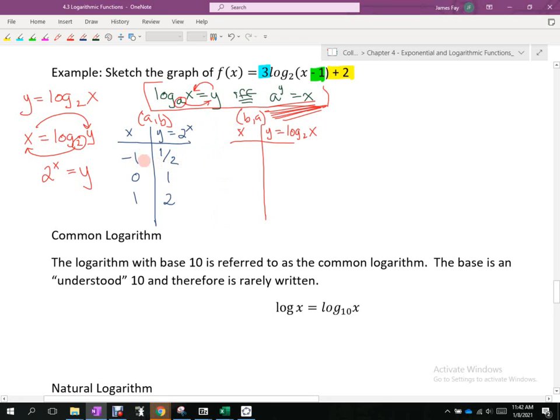So if 2 to the x has -1, 1/2 on it, then log base 2 of x is going to have 1/2, -1 on it, isn't it? It's going to have 1, 0. And it's going to have 2, 1. Is that okay with everybody? Okay. So what that does is now gets us 3 points on the parent function log base 2 of x, which is exactly what we were looking at up here in the original problem, right? Now that we know 3 points on log base 2 of x, let's transform those 3 points.